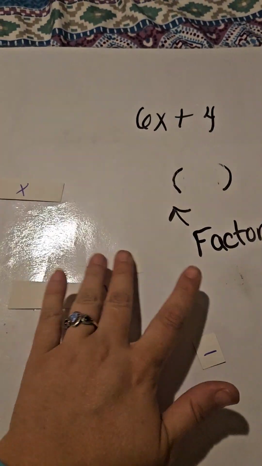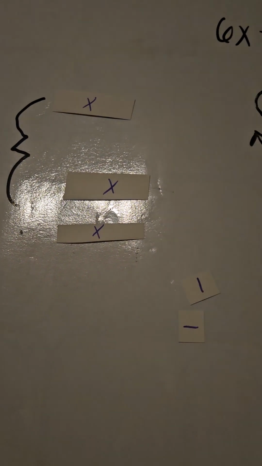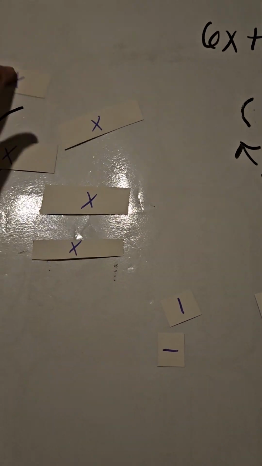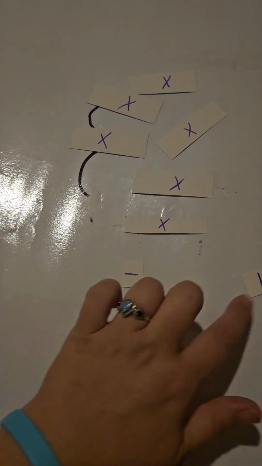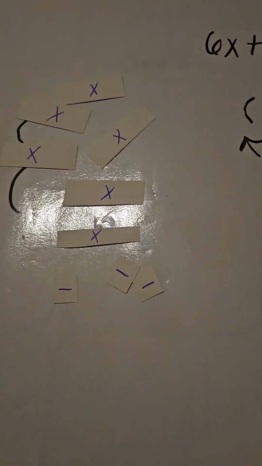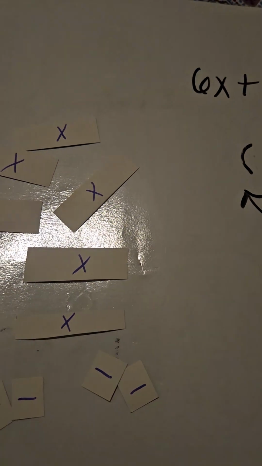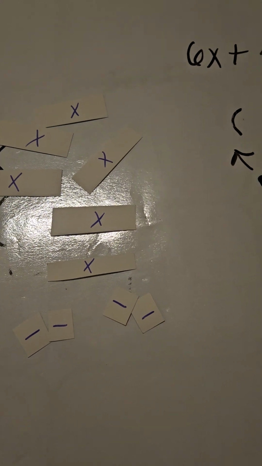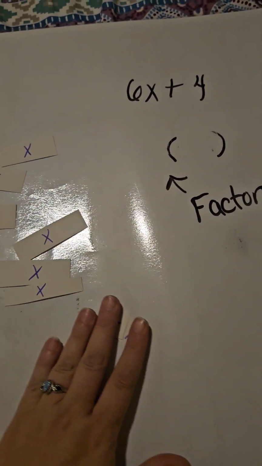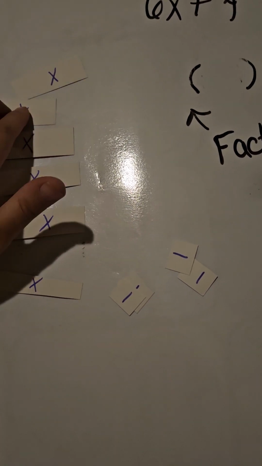So the first thing I'm going to do is gather 6 x's. There's 1, 2, 3, 4, 5, 6 x's, and then 4 ones. 1, 2, 3, 4. Sorry about the glare. So the first thing that people want to do is to try to divide out to where each x has a row. It's good to always try it that way to see if it works.